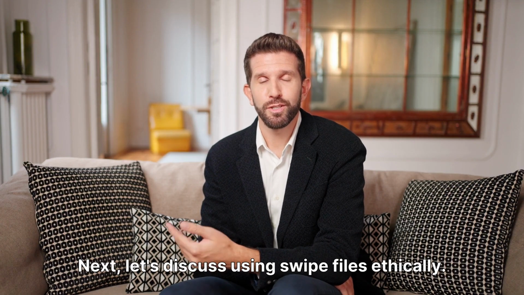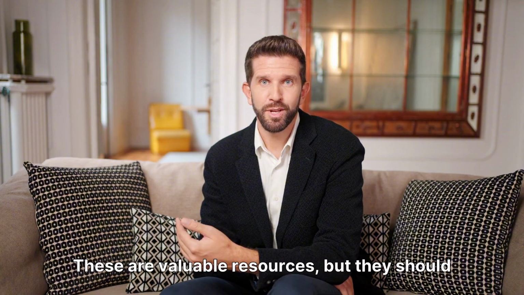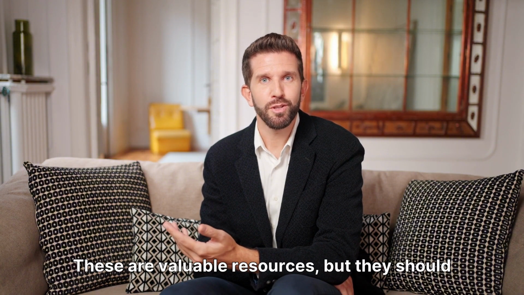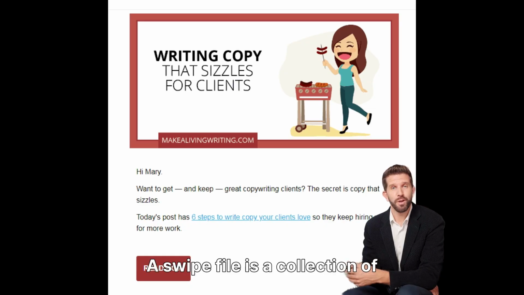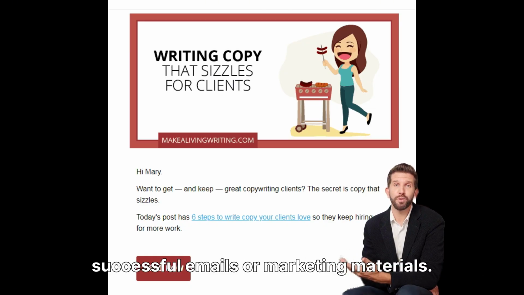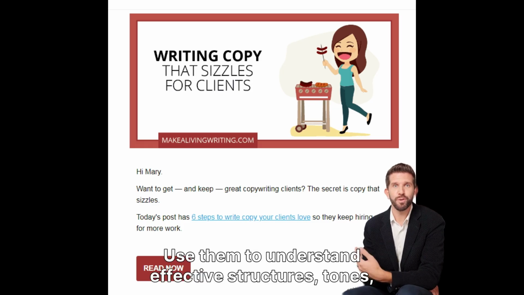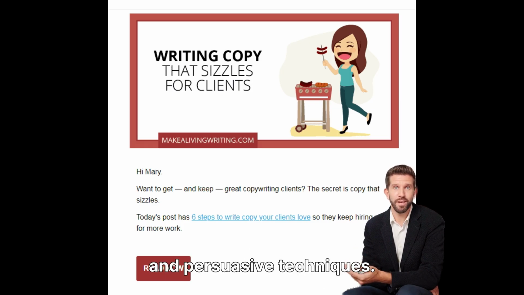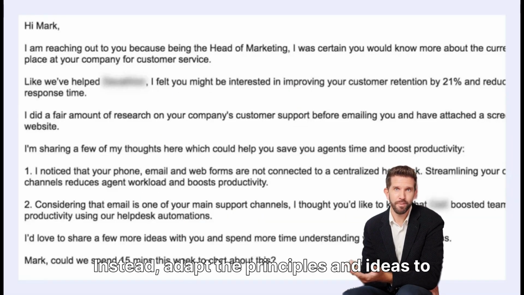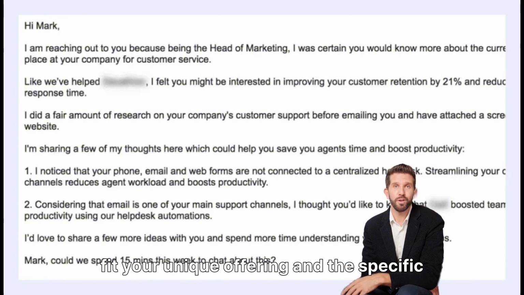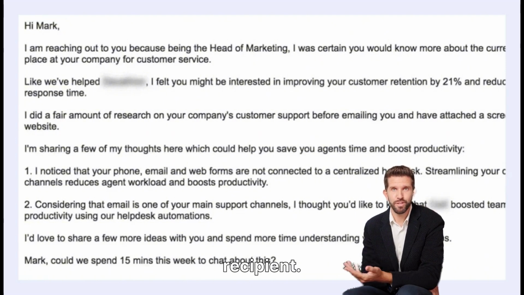Next, let's discuss using swipe files ethically. These are valuable resources, but they should be used for inspiration, not direct copying. A swipe file is a collection of successful emails or marketing materials. Use them to understand effective structures, tones, and persuasive techniques. Never copy and paste directly. Instead, adapt the principles and ideas to fit your unique offering and a specific recipient.